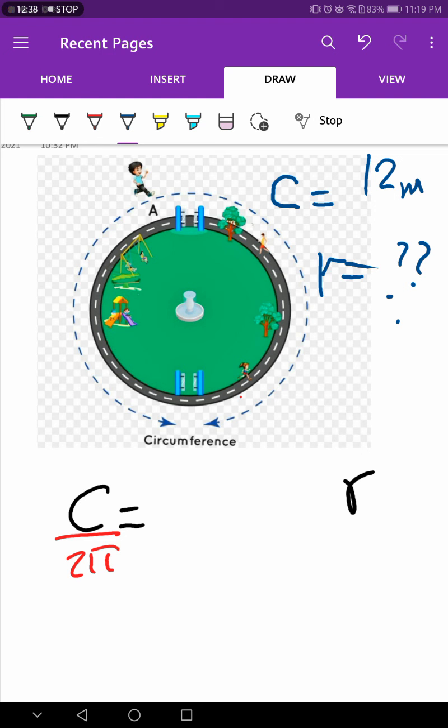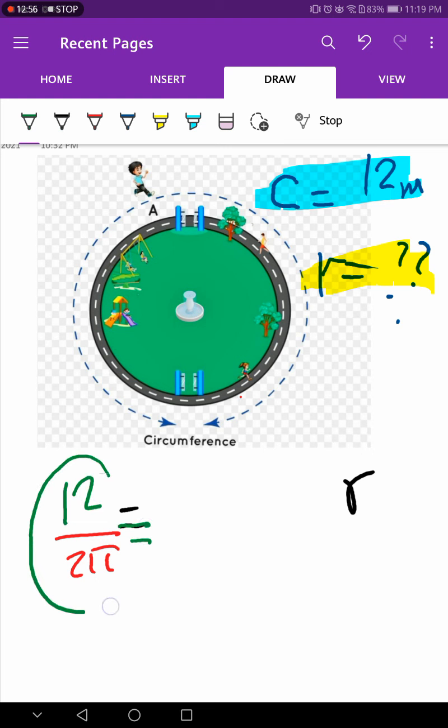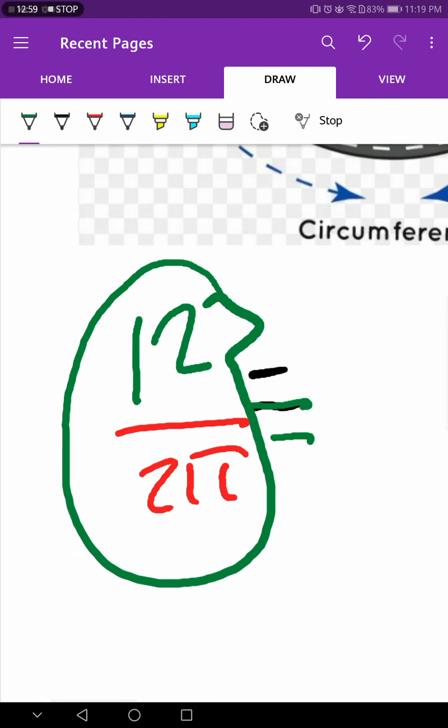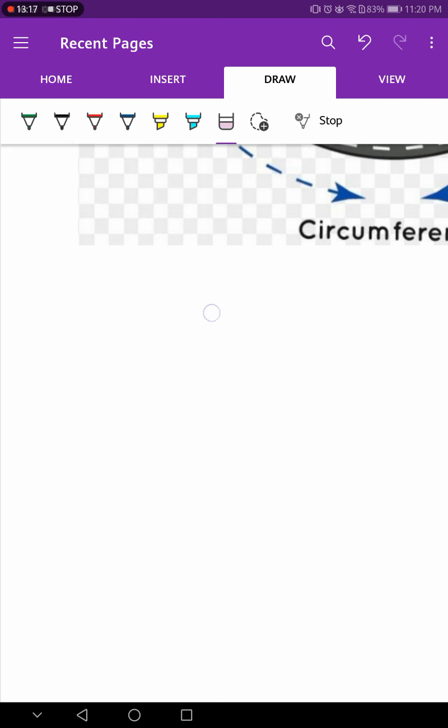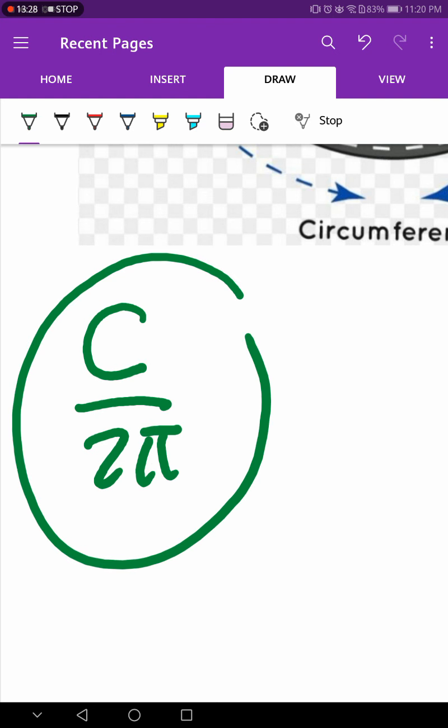They know that to find the r they need only the circumference, and they take the circumference, which is 12, then they divide it by 2 pi, and they know also that to simplify this they just divide 12 by 2, which equals 6, and don't miss the pi. Okay, my dear student, you know how to find the r, or the radius. It is equal to circumference over 2 pi. It is very important.